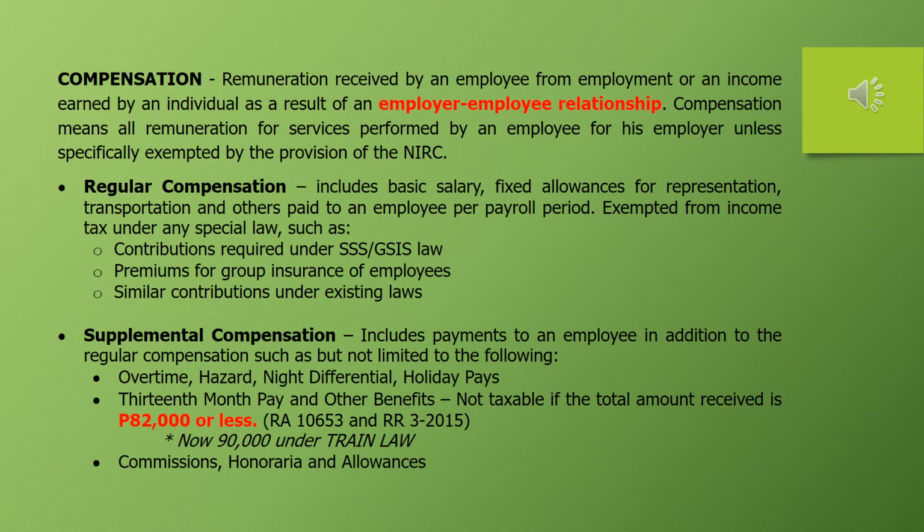We have also 13th-month pay and other benefits. It is not taxable if the total amount received is 82,000 or less. However, it is now changed to 90,000 under the TRAIN law. We have also commissions, honoraria, and allowances. A commission is usually a percentage of total sales, right? On a certain quota or sales volume as part of an incentive. For example, sales commission.